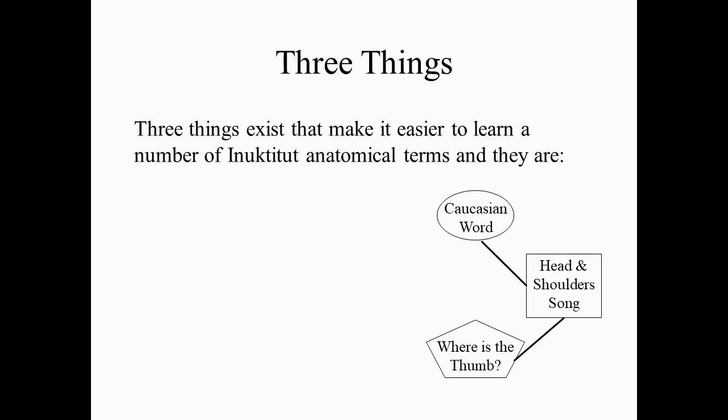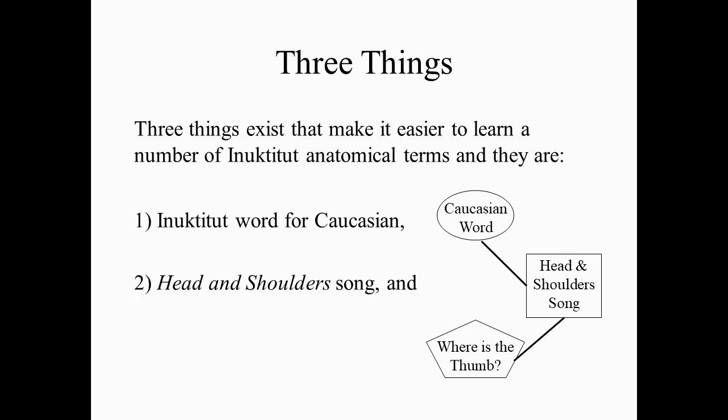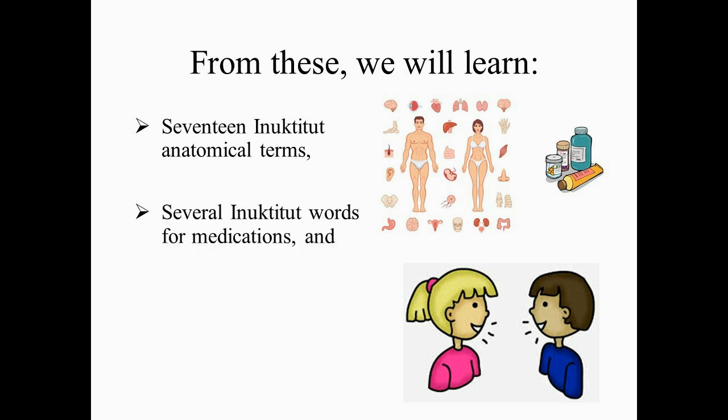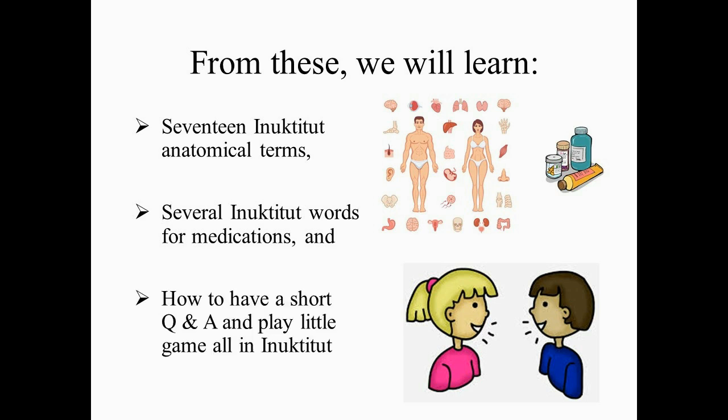All right, here we go. Three things already exist that make it easier to learn a number of Inuktitut anatomical terms, and they are the Inuktitut word for Caucasian, the translated head and shoulders song, and the where is the thumb song. From these, we will learn 17 anatomical terms, several words for medications, how to have a short question and answer, and play a little game, all in Inuktitut.